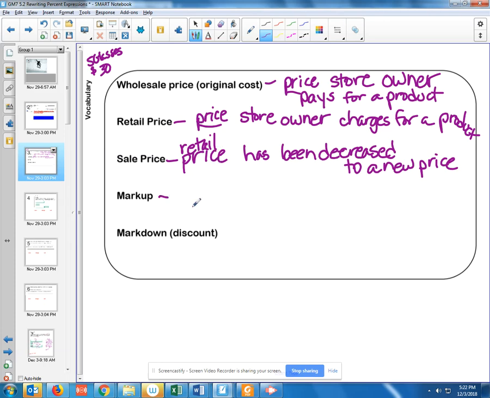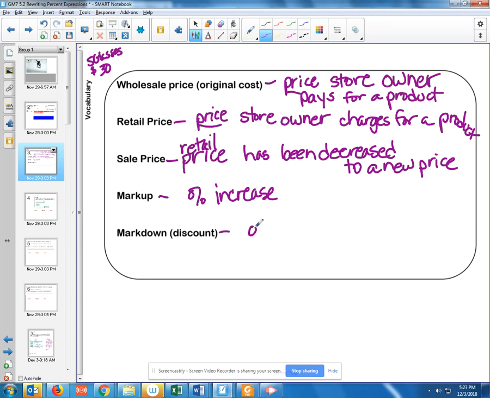The last two things we have to talk about here are markups and markdowns. A markup, in our study of this, we're going to consider as a percentage rather than just a flat amount. So we're going to say it's a percent increase. And it's usually to that wholesale price. So we're marking up the price. It's a percent that something is increased.